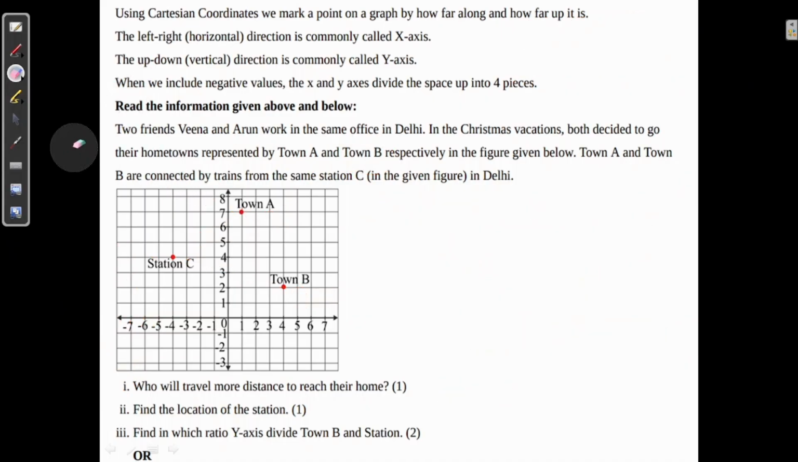So I am going to find in which ratio the y-axis is going to divide it. What 2 points do we have to take? This is town B and this is the station. So town B and the station. Just look on the board.